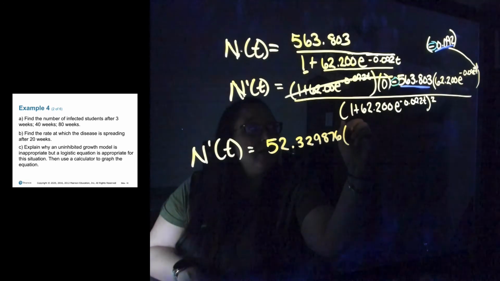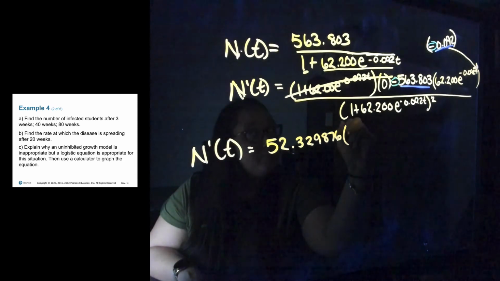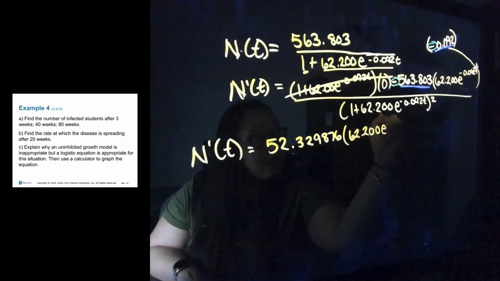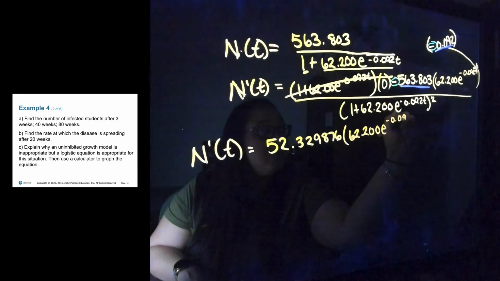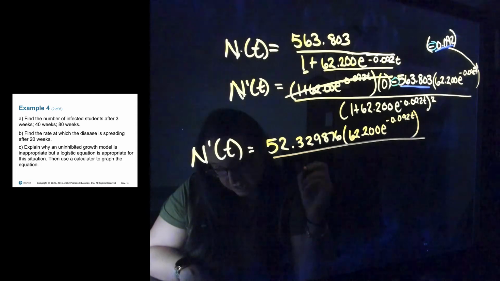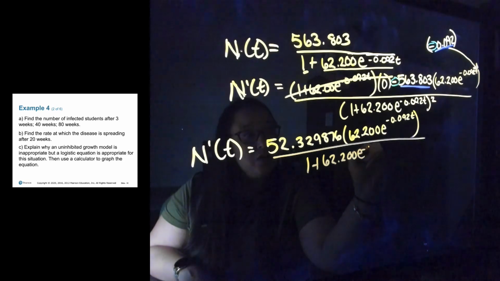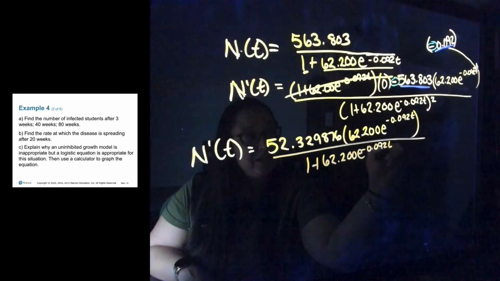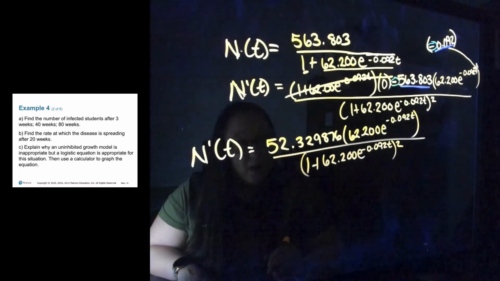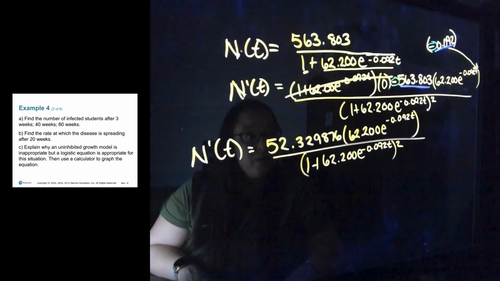Then we're going to bring that e down, which would be that 62.200 e to the negative 0.092 t divided by 1 plus 62.200 e. All of that stays exactly the same in your denominator. Now, that's pretty much it. We can leave it just in that form. There's no point in multiplying this out.